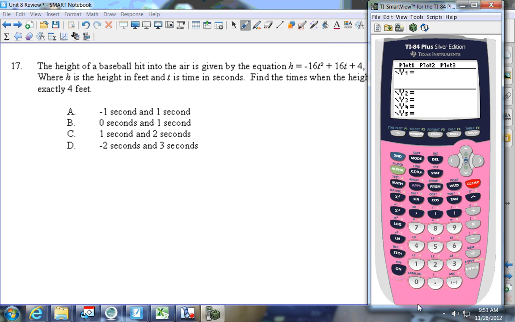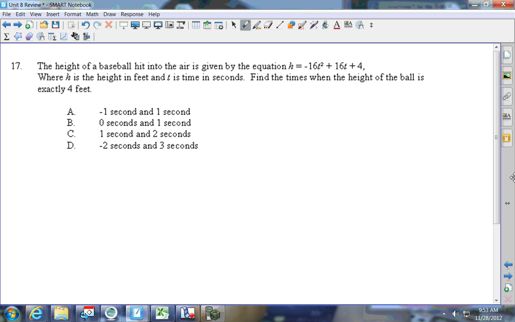We'll go in there and put negative 16x squared plus 16x plus 4. Now it gives me a graph, but that's pretty hard to read. It's asking us what times is the height exactly 4 feet in the air.